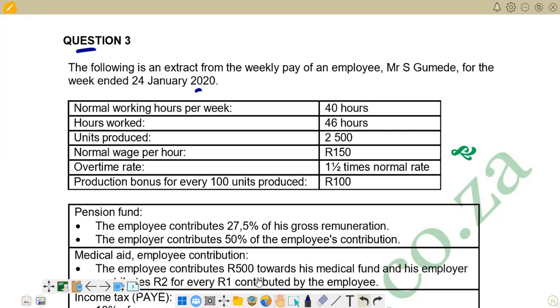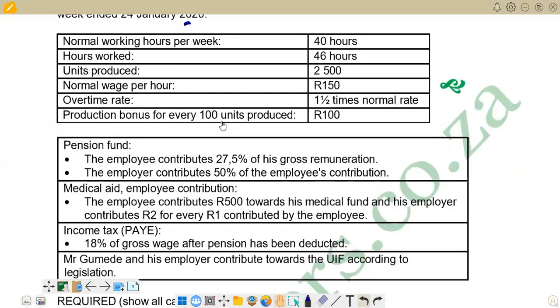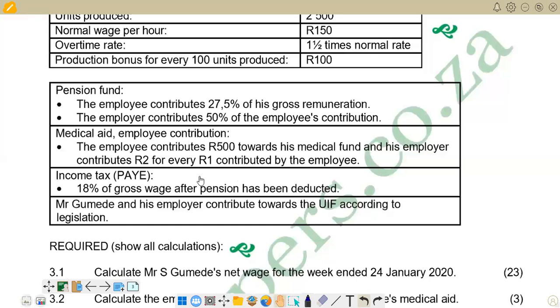We go down with the question. I would say that we also have a medical aid employee contribution, and we also have our income tax that is paid. And then lastly, Mr. Gumede and his employer contribute toward the UIF according to legislation. So what does the legislation say? Obviously, the legislation is 1%. We are going to employ 1% there.